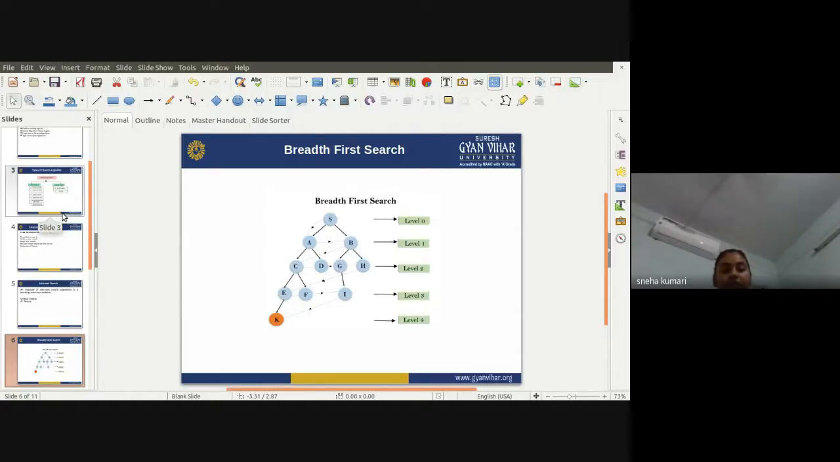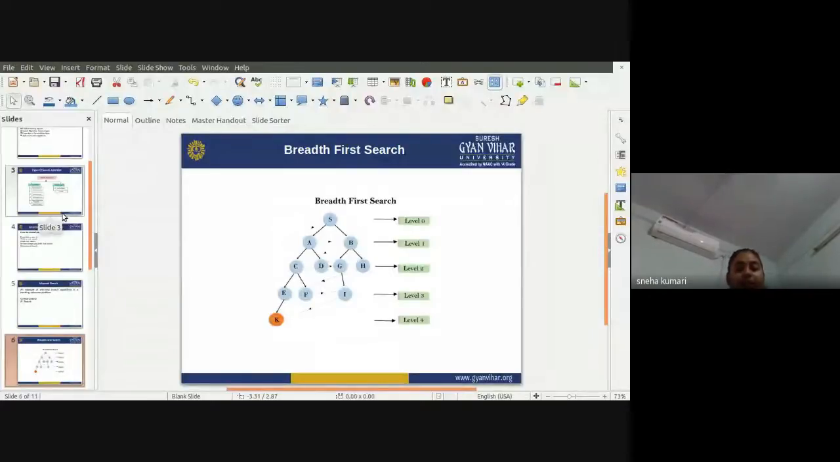D is the depth, right? So by finding the solution, what solution did we find? T(B) = O(B to the power D), right? So the worst possible case of time complexity is B to the power D, where D is the depth of the tree, that is, the depth of the shallowest solution, and B is the branching factor of every state.